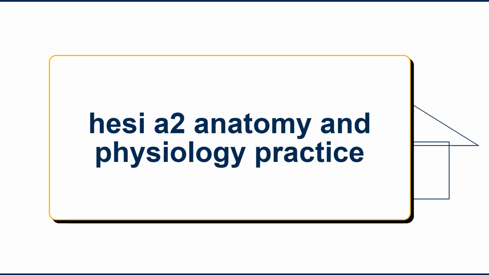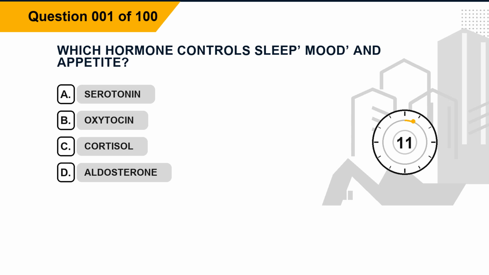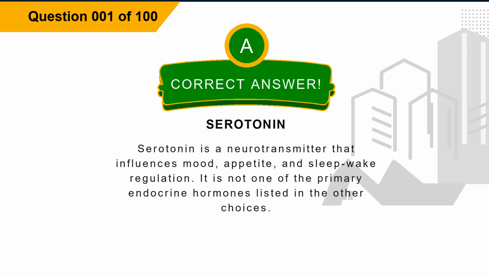HESI A2 Anatomy and Physiology Practice. Question 1. Which hormone controls sleep, mood, and appetite? Option A, serotonin. Option B, oxytocin. Option C, cortisol. Option D, aldosterone. The correct answer is option A, serotonin.